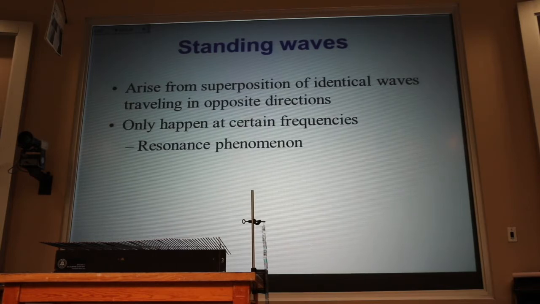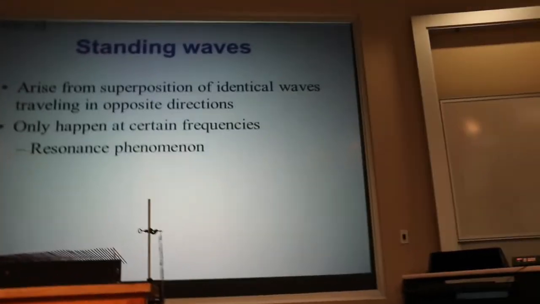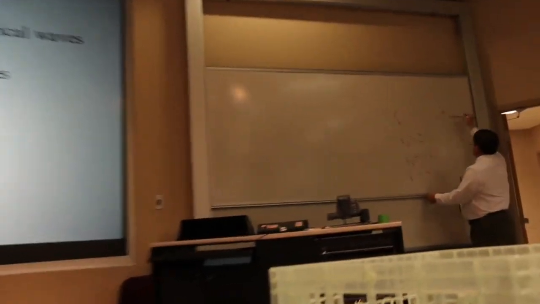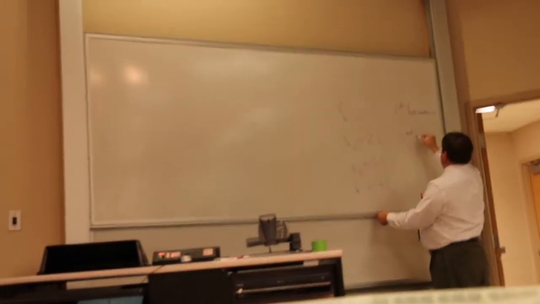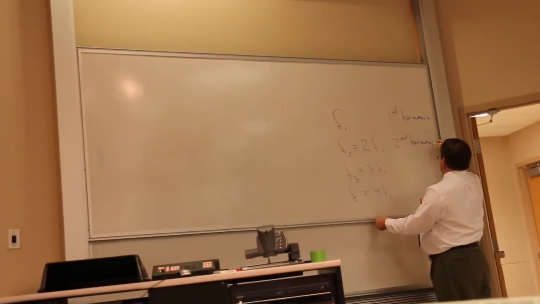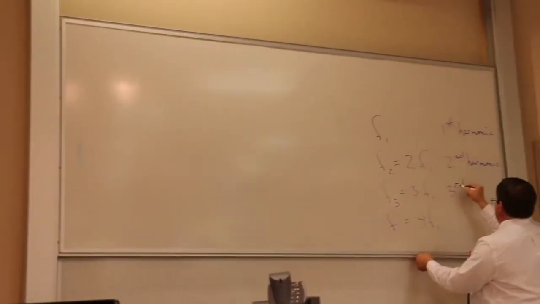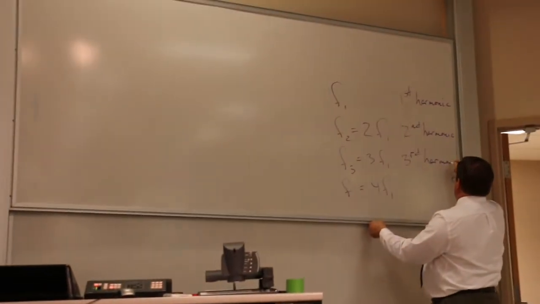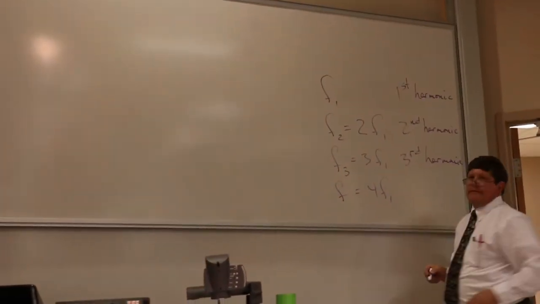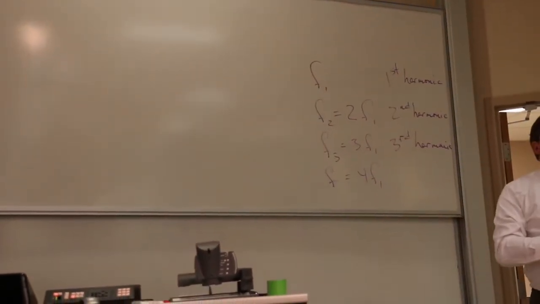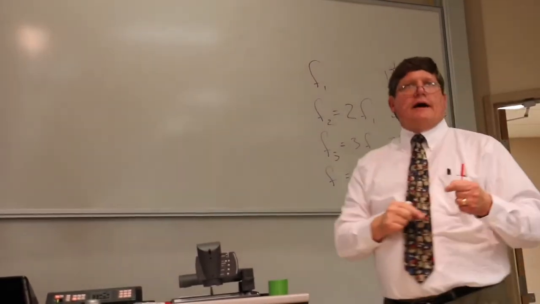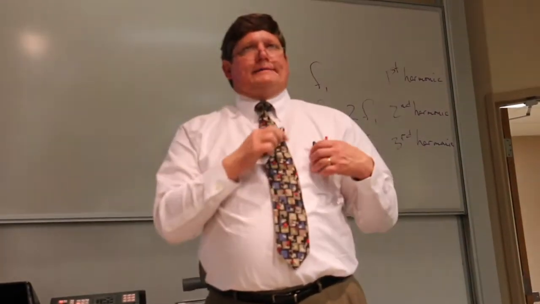We call this the first harmonic, the second harmonic, the third harmonic, and so forth. So the 17th harmonic would be 17 times the first harmonic. It's that simple.